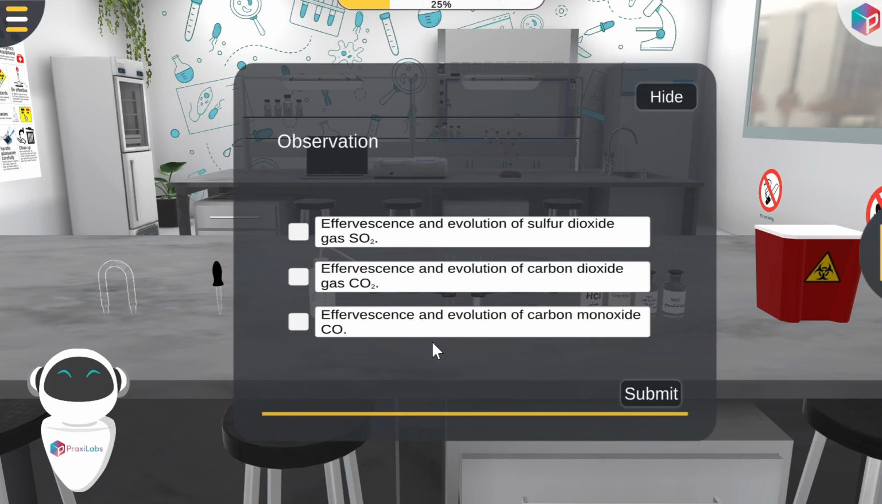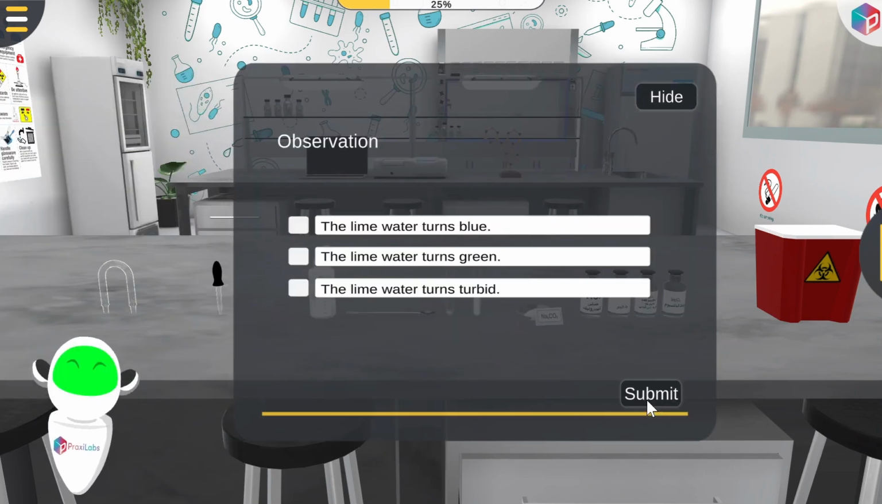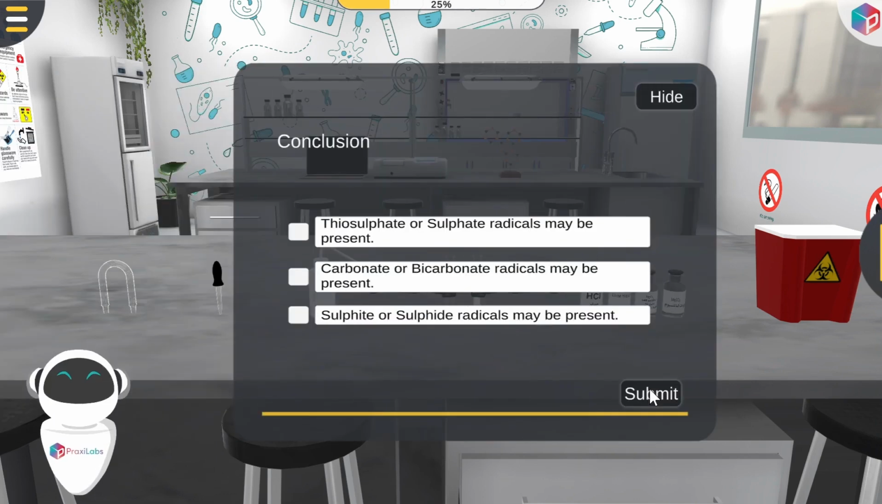Observation: effervescence and the release of carbon dioxide gas are observed. The lime water turns turbid. Conclusion: carbonate or bicarbonate radicals may be present.